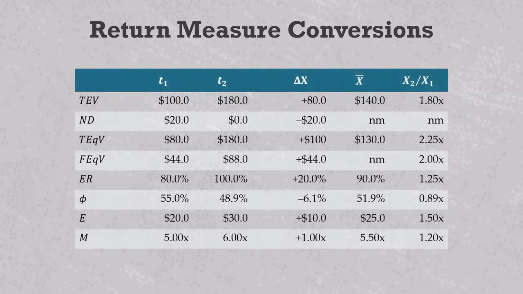Enterprise valuation grows from 100 to 180. Net debt is paid down from 20 to 0. EBITDA grows from 20 to 30. The table provides all of the deltas and averages that we need for the derivative model, and all the equity return multipliers that we need for the logarithmic model.